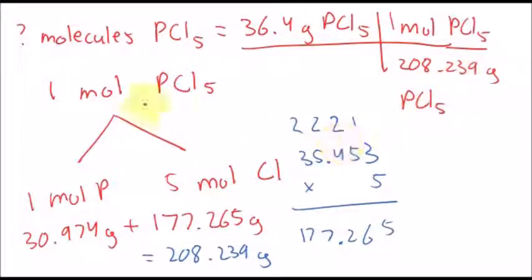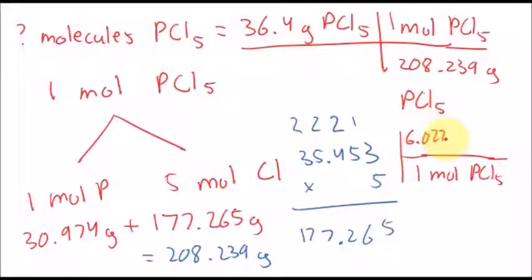Okay, and then from here, we know just by the definition of a mole that 1 mole of PCl5 is equivalent to 6.022 times 10 to the 23rd molecules of PCl5. And then everything's going to nicely cancel out. Grams of PCl5 is going to cancel with grams of PCl5. Moles of PCl5 is going to cancel with moles of PCl5. And we're left with molecules of PCl5, and then we can go ahead and do the math here.